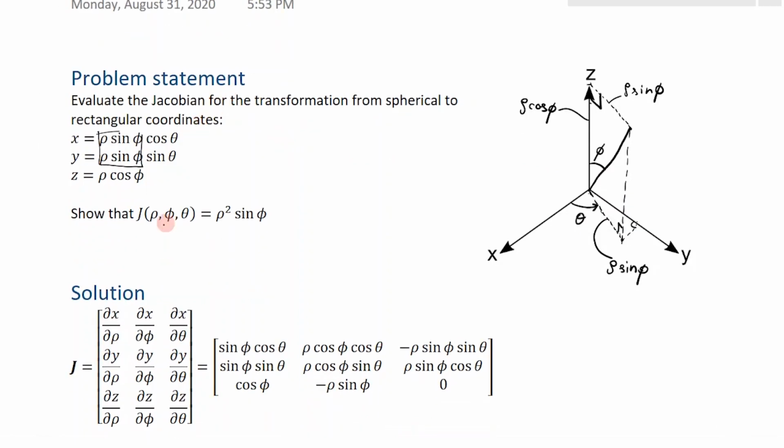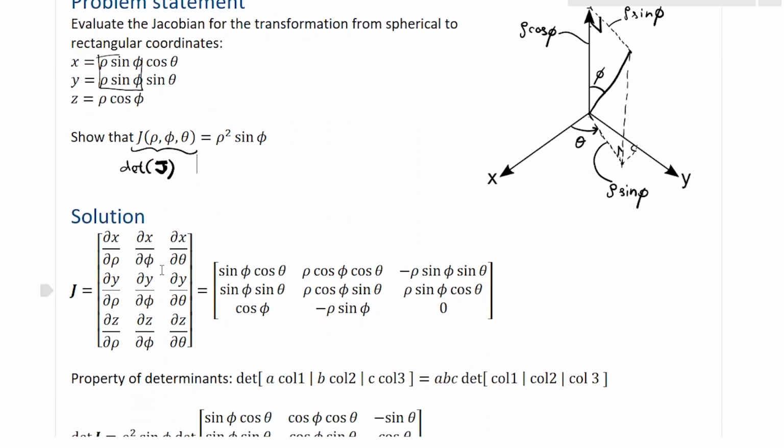And the question asks you to show that this Jacobian is rho squared sine phi. Now, again, as you heard in lecture, there is a bit of confusion because sometimes Jacobian is the Jacobian matrix and sometimes it is the determinant of the Jacobian matrix. Well, here they mean the determinant. But I'm just going to use bold case J for the matrix, and determinant of bold case J for the determinant.